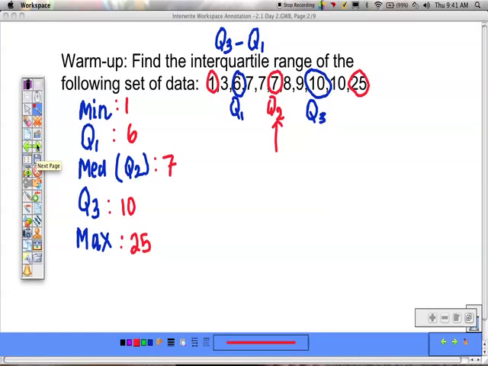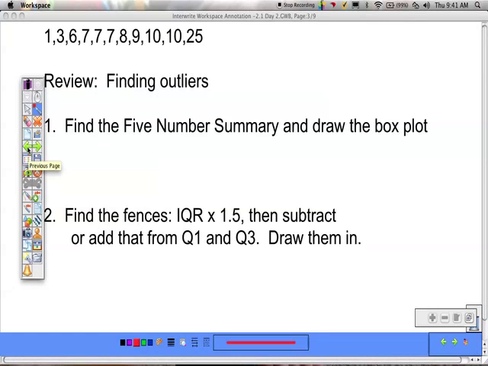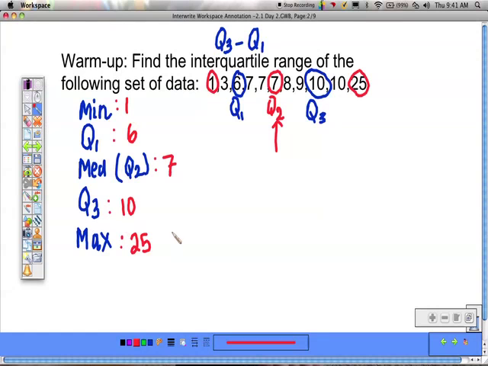Okay, so now that we found the five number summary, draw the box plot for that data. Using the same data as before. So I'm just going to go back to the first page. It's all written out. Let's draw a box plot for this. We know that we're going to have at least 1 to 25 on here, so I'm just going to draw a line. Draw another line right here. I'm going to go from 1 all the way to 25.